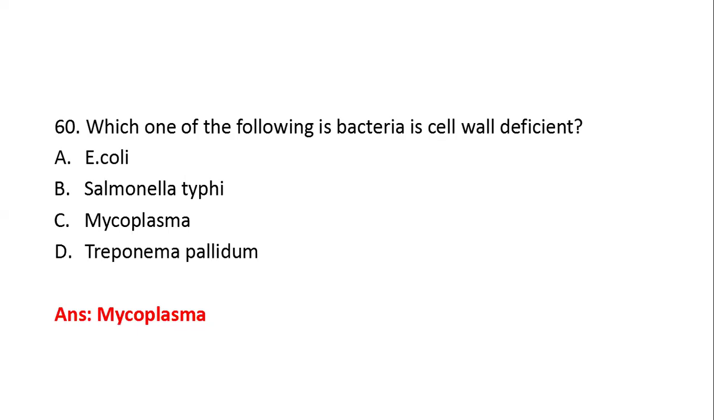So Mycoplasma is the cell wall deficient bacteria. As there is no cell wall, they show pleomorphism. Pleomorphism means a great variation in the shape and size of the bacteria or existing in more than one form. So Mycoplasma is the cell wall deficient bacteria. It shows pleomorphism.